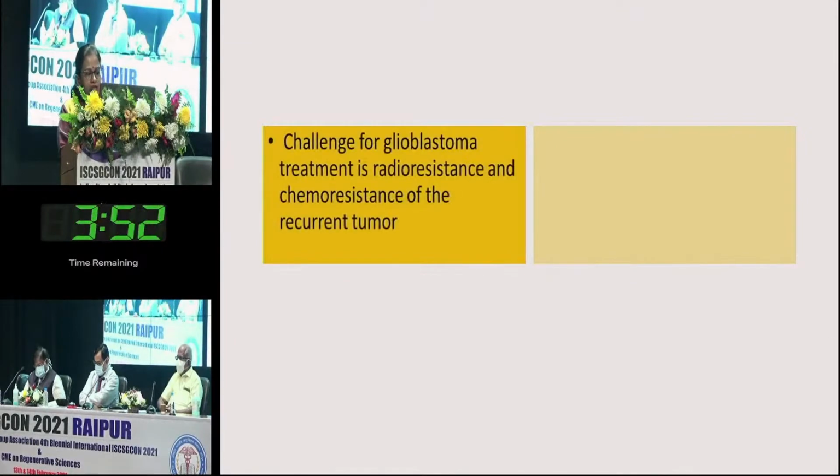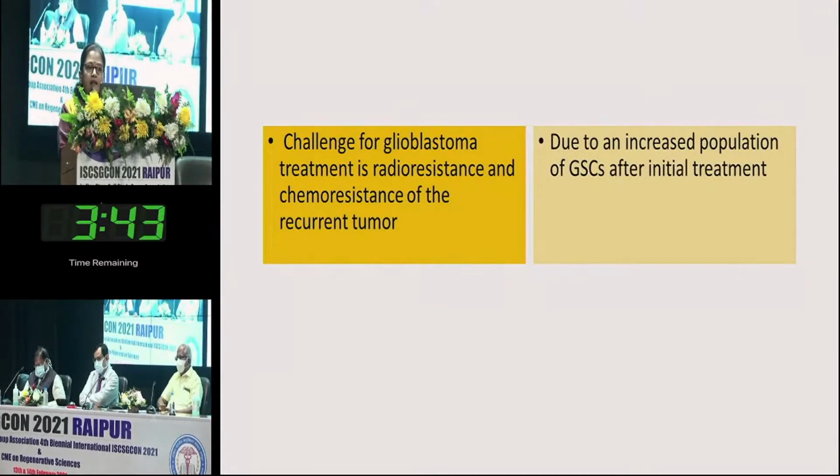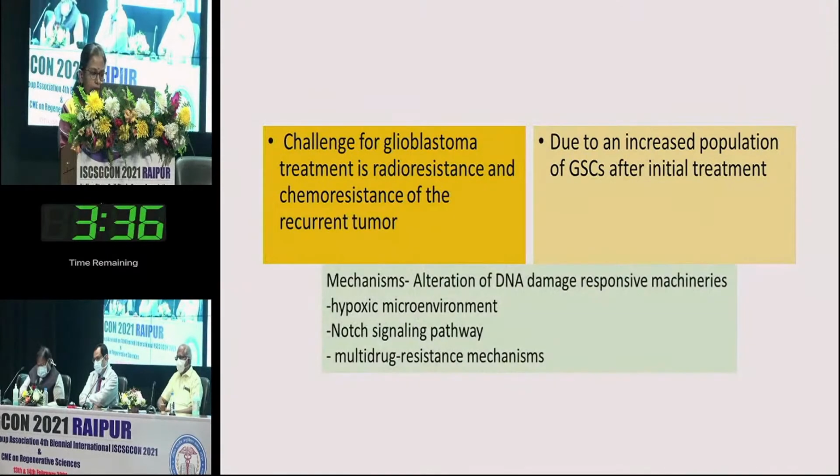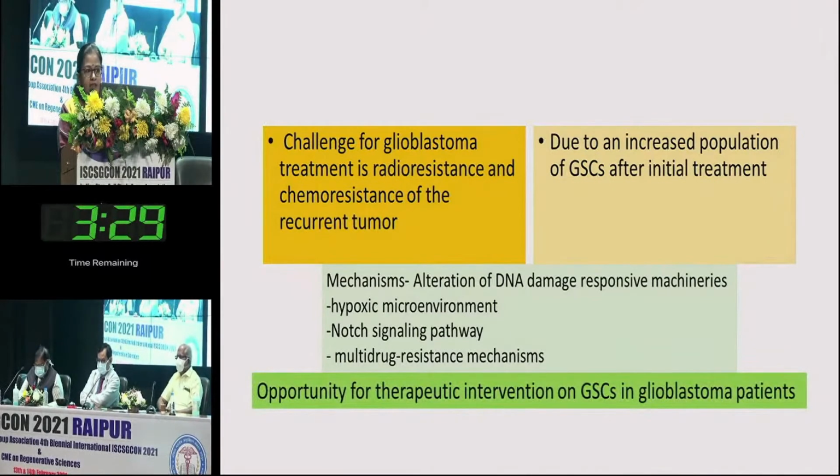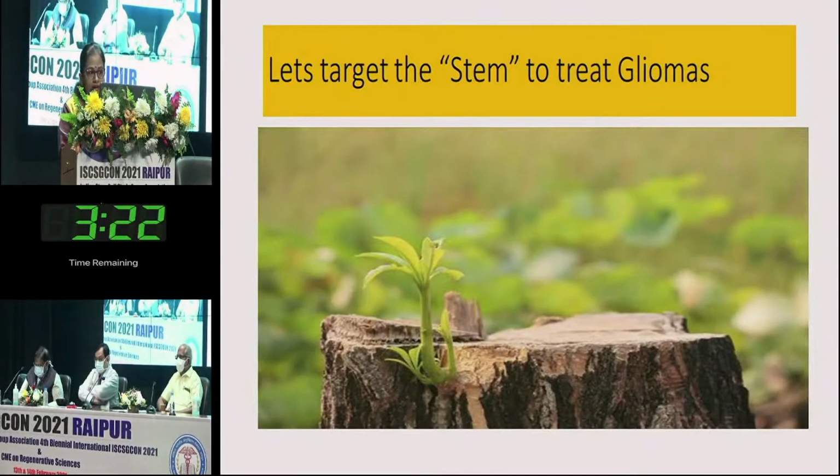So the real challenge in glioblastomas is that these tumors are radio-resistant and chemo-resistant, and they are always marred by recurrences. It is hypothesized that this is because of an increased population of glioma stem cells within these tumors. There are different mechanisms by which these cells remain in the tumor, and all of these mechanisms are opportunities for therapeutic intervention on glioma stem cells in these tumors. So we have to target the stem cells in order to treat gliomas.